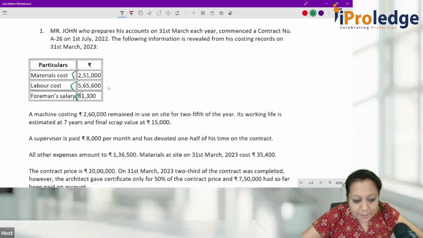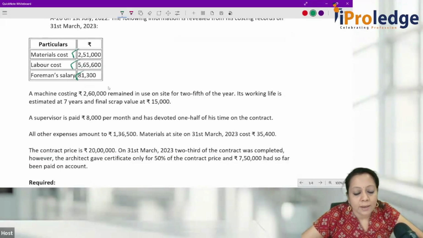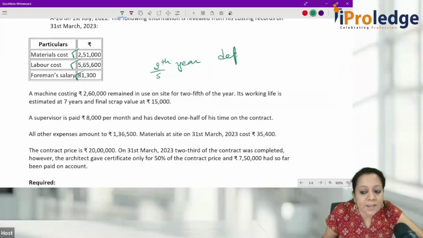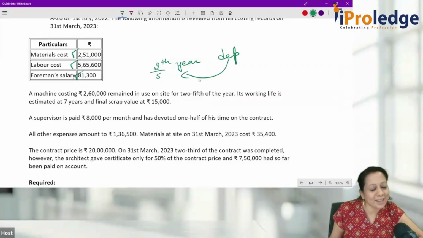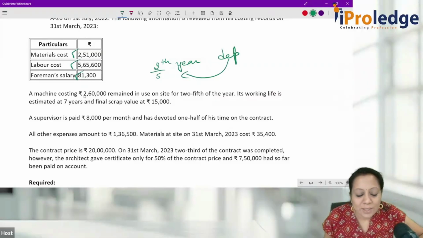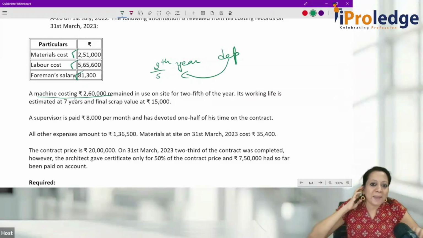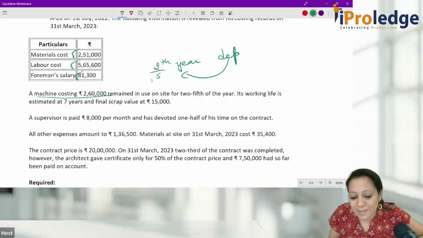Foreman salary is given. Machine costing 2,60,000 remained in use on site for 2/5 of the year. That means there was a machine, but only for 2/5 of the year I used it for the contract. That means the depreciation also we have to take only for 2/5 of the year. Wonderful. So as soon as you read the machine cost, that is not going to come in the contract account, because it is a replica of the P&L account. We have to take depreciation.